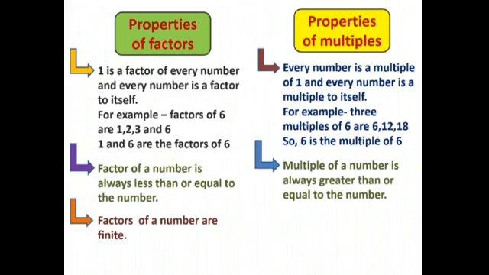Then the next property is property number 3. Multiples of a number are countless. Here you can write more multiples also. I have written only 3 multiples, 6, 12 and 18. After 18 you can write 24, 30, then 36. Okay, so you can write more multiples. So the multiples of a number are countless.